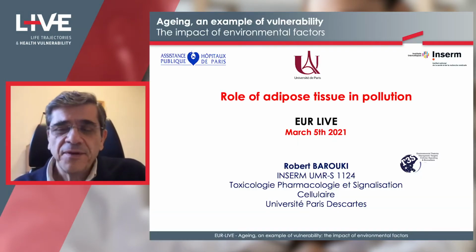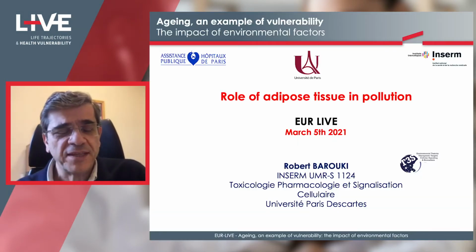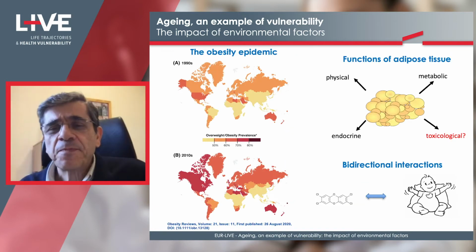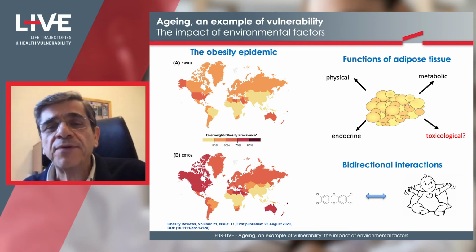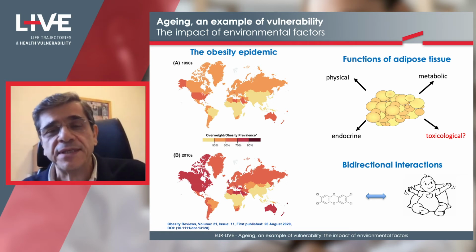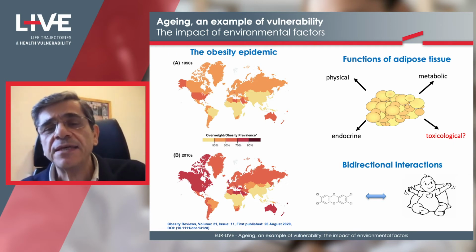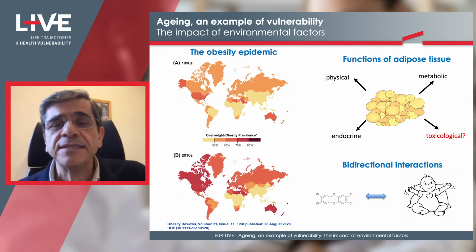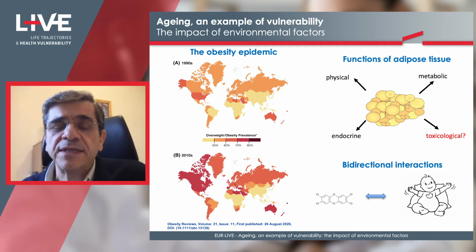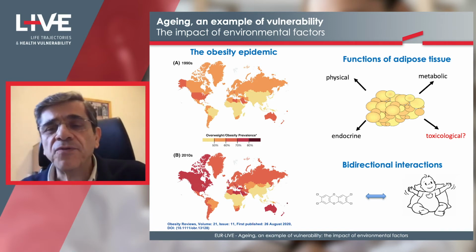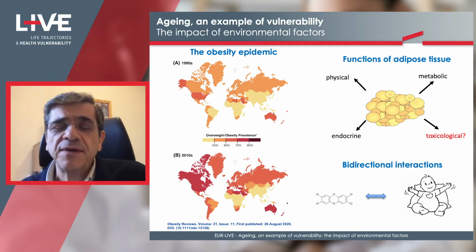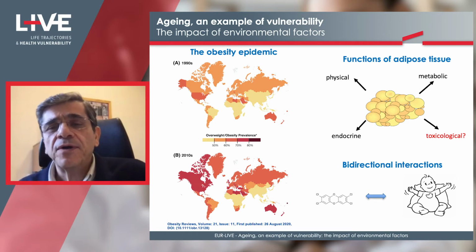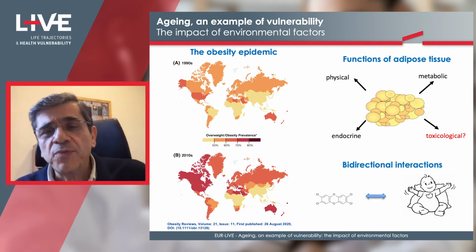This is not a very classical or usual function of the adipose tissue, but we know more about this lately. So to the left, you can see the maps, and in red, you see countries where the percent of obese individuals or individuals with obesity is higher than a certain limit. In the upper part, this was in 1990, and in the lower part, this was in 2010. So in a matter of 20 or 25 years, you see a huge increase in obesity in many, many countries. So we have to now learn more about the role of adipose tissue.